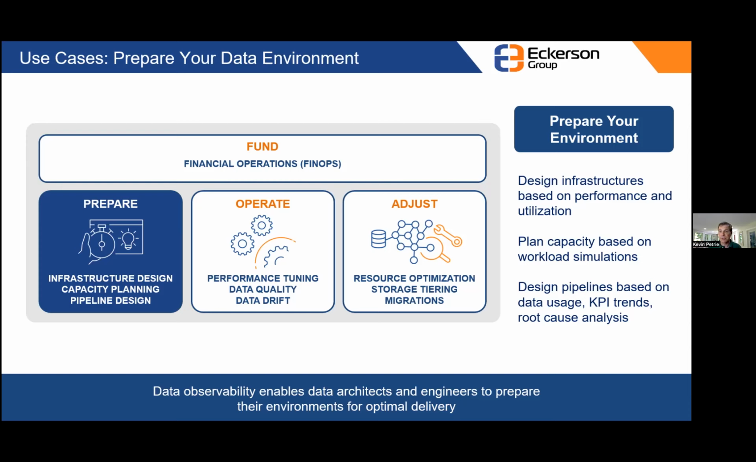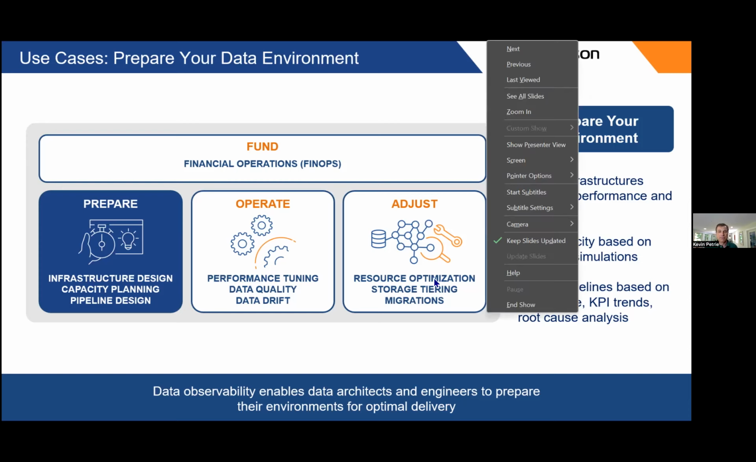The third category here is designing pipelines based on data usage, KPI trends, and root cause analysis. So the first use case was designing the infrastructure that supports the pipelines. Now we're actually designing the pipelines themselves, figuring out what types of transformation scripts, what types of ingestion jobs are going to make the most sense for this environment based on understanding the KPI trends in the past, based on understanding root cause analysis of data issues or other things that arise in the past. So data observability can help data architects and also data engineers prepare that environment for optimal data delivery.